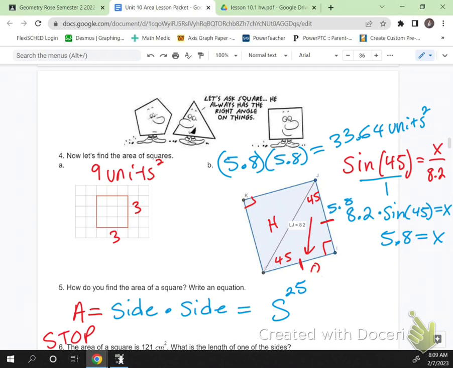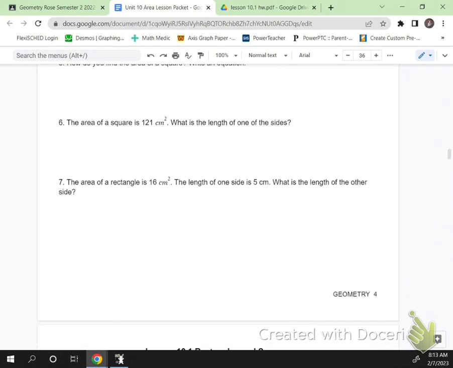Yeah? That would be the formula because it's the same. A square has all equal sides. We're okay with that? Different than a rectangle. Okay, let's look at 6 together. You're going to see a problem like 6 on concept checks, on the test.